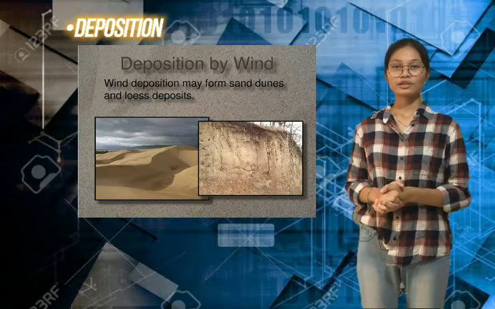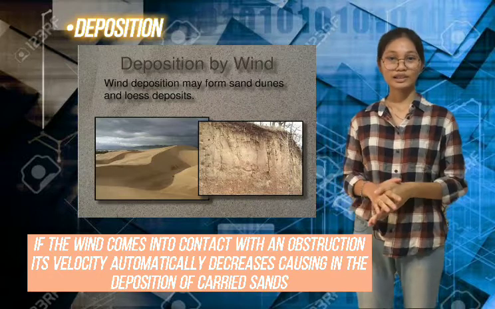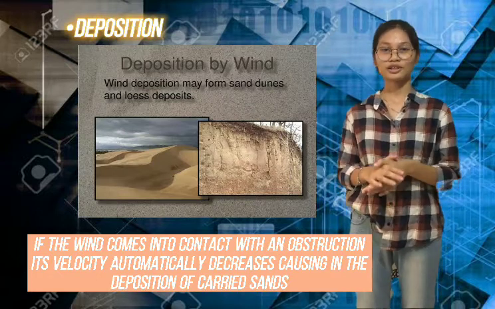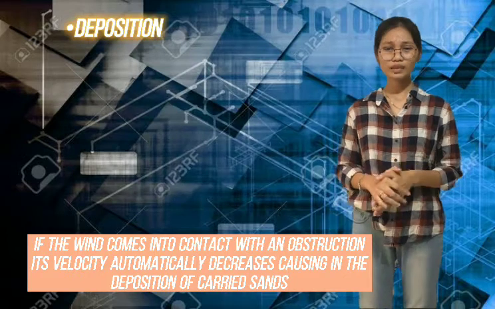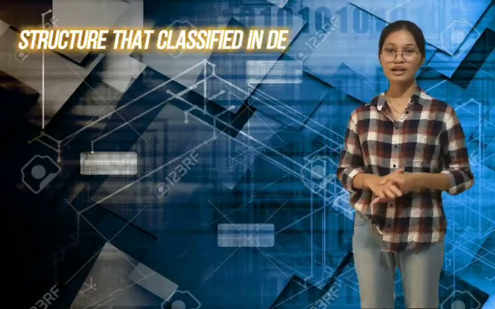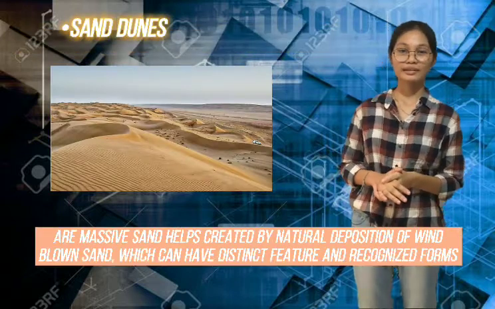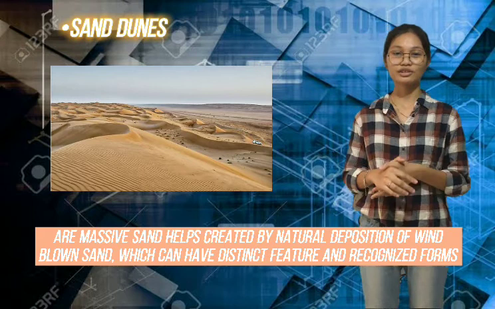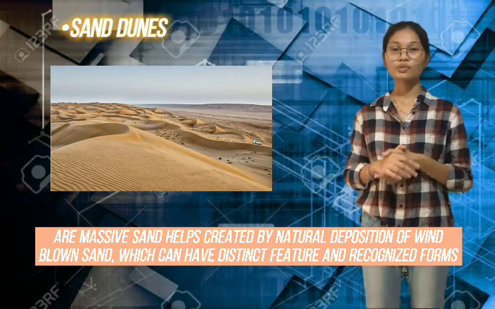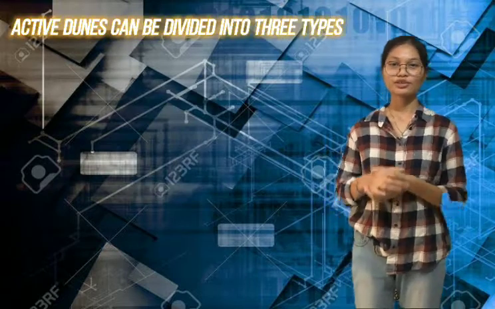The last function of the work of wind is the deposition. If the wind comes into contact with an obstruction, its velocity automatically decreases, resulting in the deposition of carried sands. There is a structure that is classified in deposition. It is the sand dunes. Sand dunes are massive sand hills created by natural deposition of wind-blown sand which can have distinct features and recognized forms.